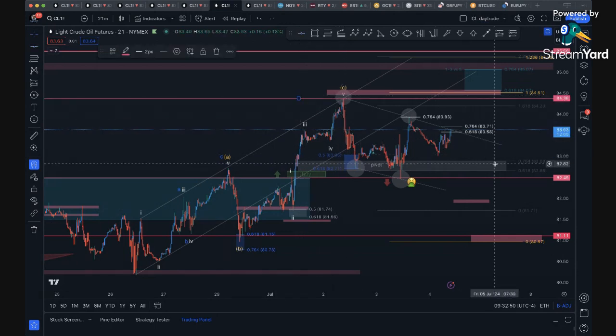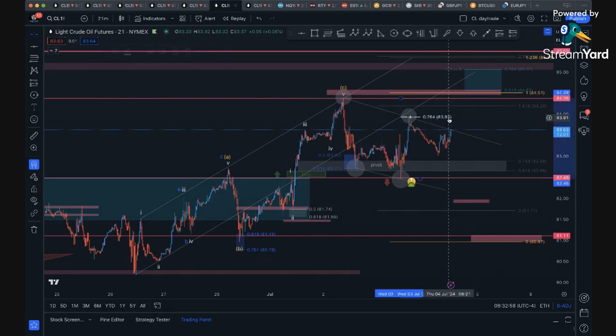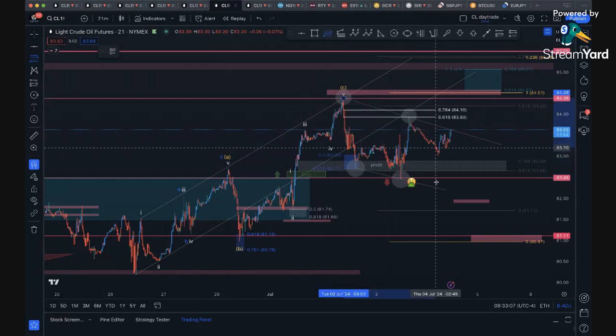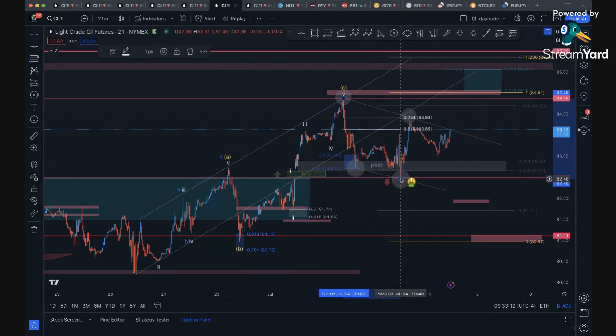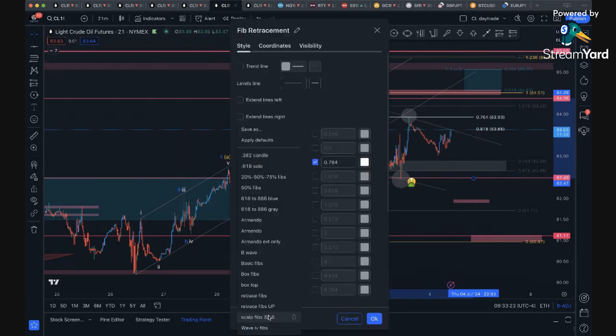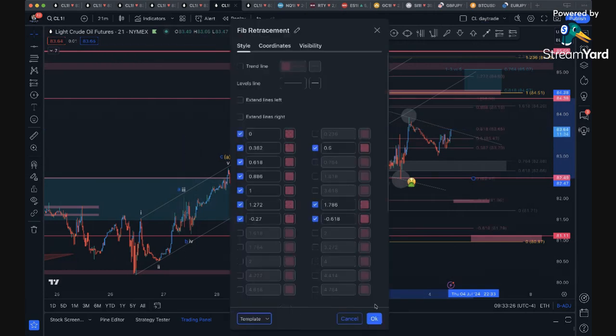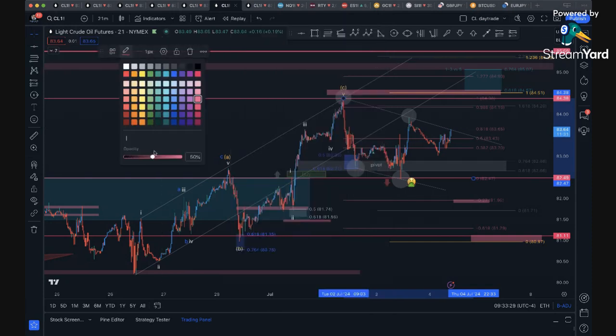So what Armando might do is you identify the roof, you identify the floor. So we've just done that. So now let me put on Armando's fib setup, and we're going to use that high and we're going to use this low, 82.46, and drag it over to about here. I have Armando's fib setup saved as a template, because I'm always blinking back and forth between a bunch of different setups that I have. And I'm going to make them a little brighter so you can see them.